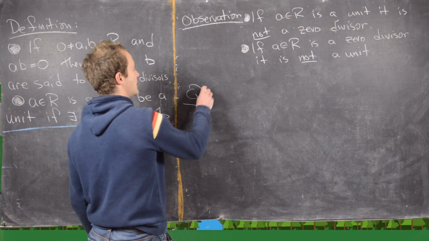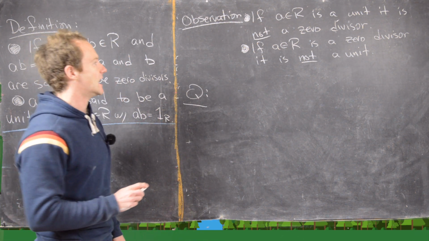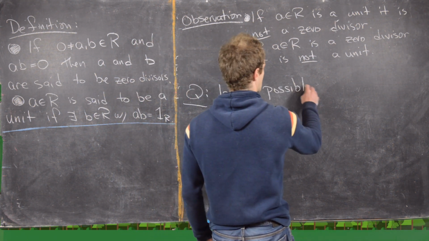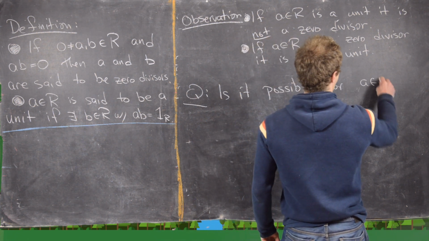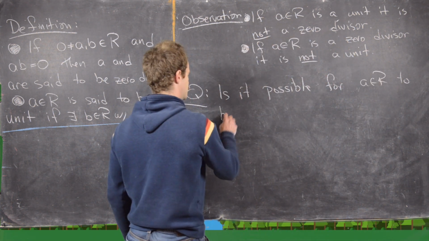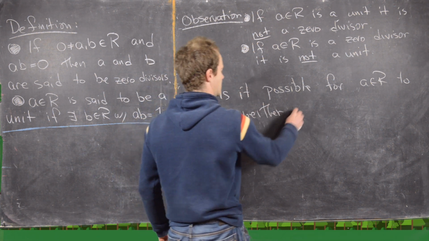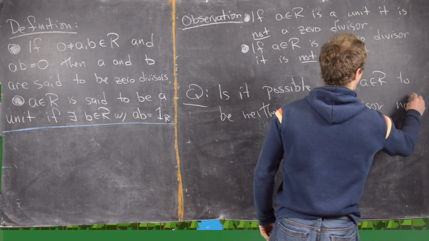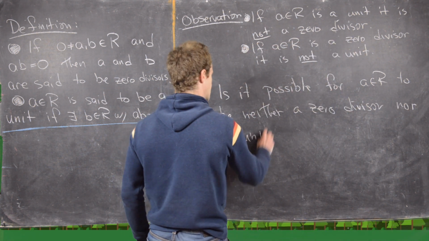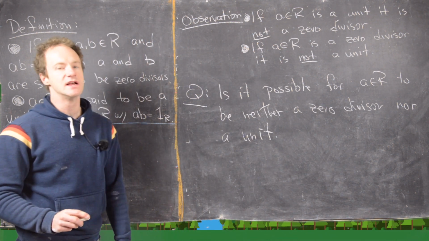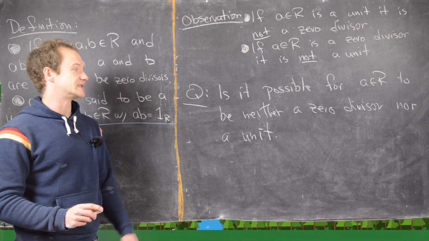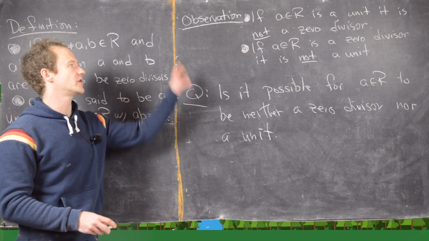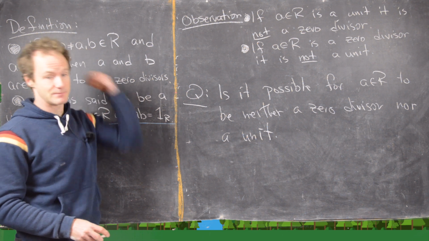So I'm going to leave you with the following question. Is it possible for A in R to be neither a 0 divisor nor a unit? So everything that we've seen in this video is that something is exactly one of a 0 divisor or a unit. We know that it can't be both by this observation, but can it be neither?